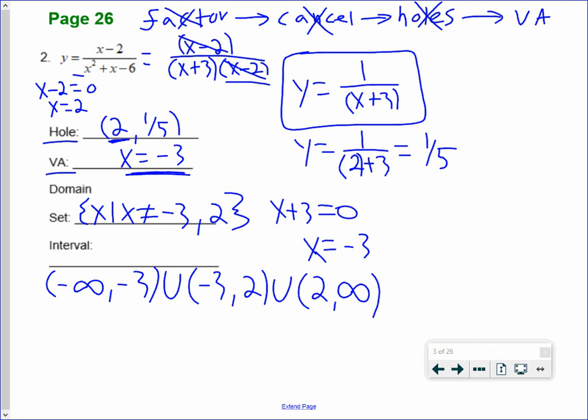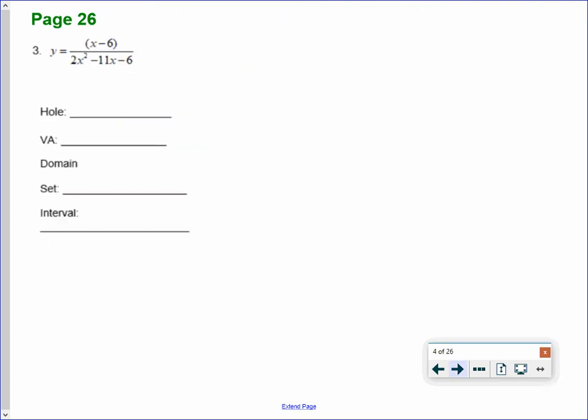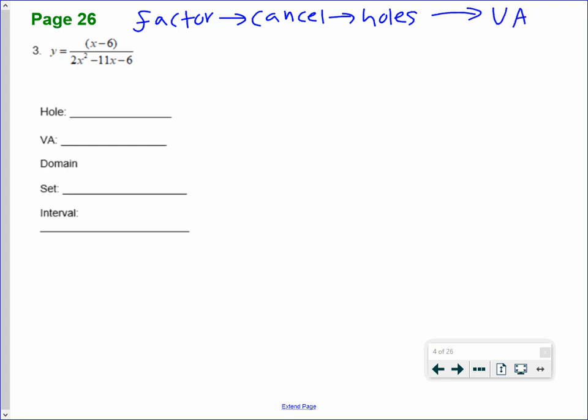So let's go on to the last example, number 3. Let's write out our little flow chart of how to go about this. We factor, and then we cancel anything we can cancel out. We look for holes, and then we look for vertical asymptotes. Okay? So first thing we're going to do is factor everything we can out.